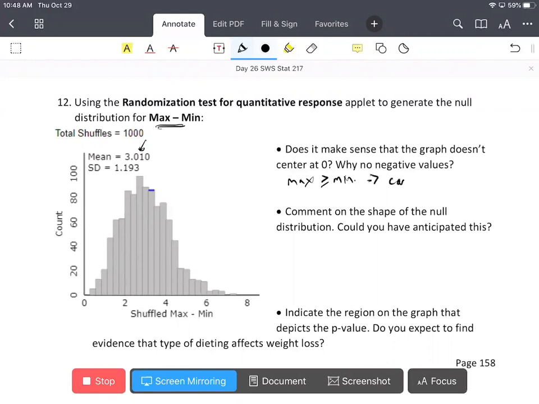So the center can't be 0. All right, so it's always going to be shifted over.